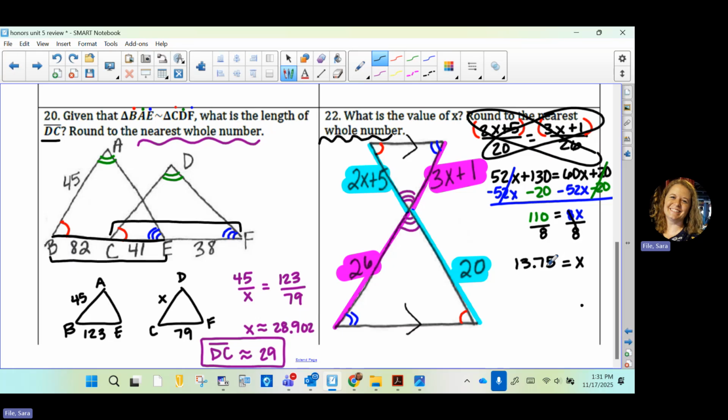So what's the nearest whole number? 14. So, are we looking for just x, or are we supposed to be finding a segment length? What are we doing? Just x. Value of x. So the nearest whole number is 14. Okay, so make sure you're reading carefully and going back and double checking that you've answered what the question asked.